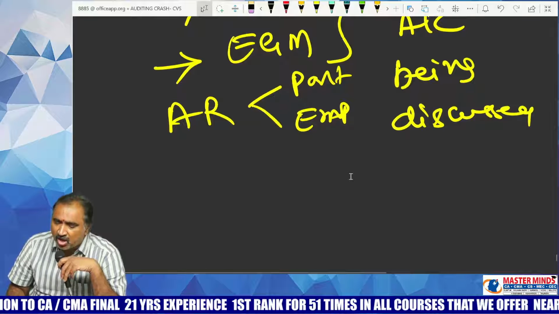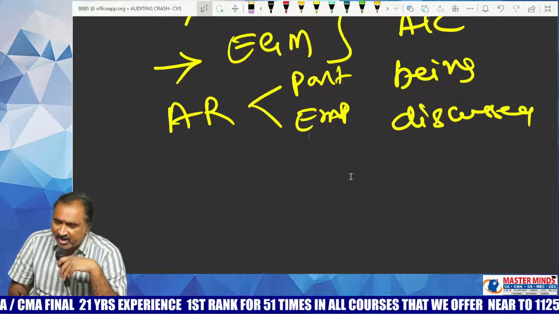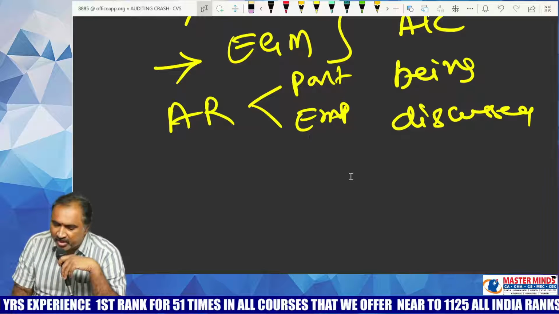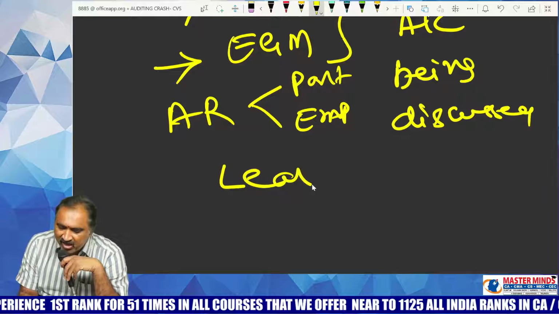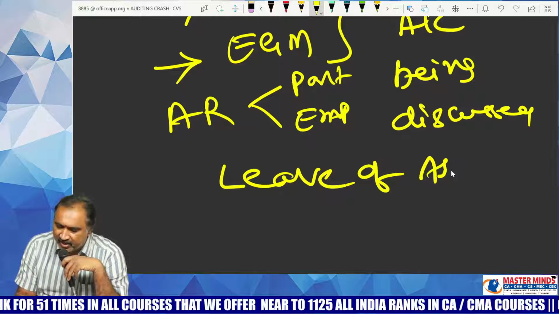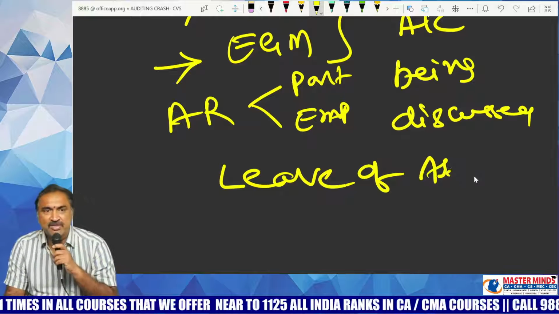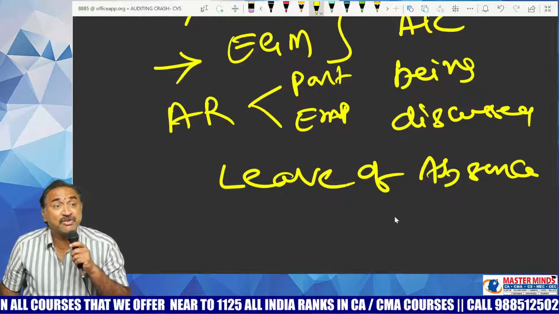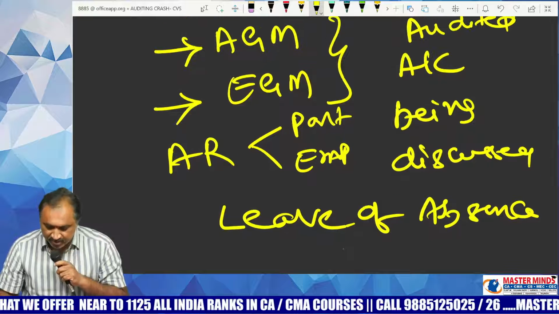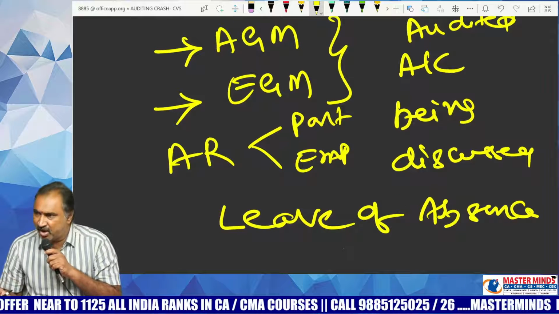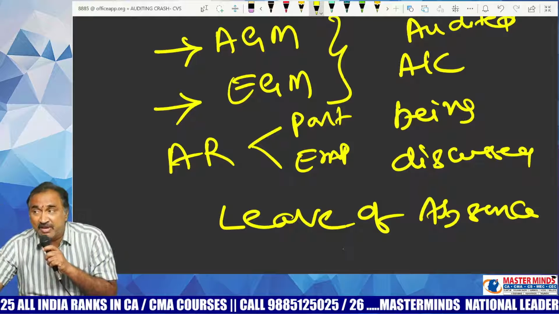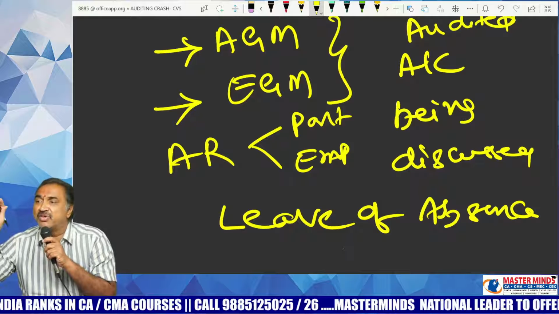Where the auditor cannot attend the meeting and cannot send his authorized representative to the meeting, then the auditor should have to obtain a leave of absence from the company. That means you need to take permission from the company for your absence from either AGM or EGM. Only when the company permits the auditor, then the auditor is not required to attend the meeting. Otherwise, the auditor must attend the meeting either in person or through his authorized representative.